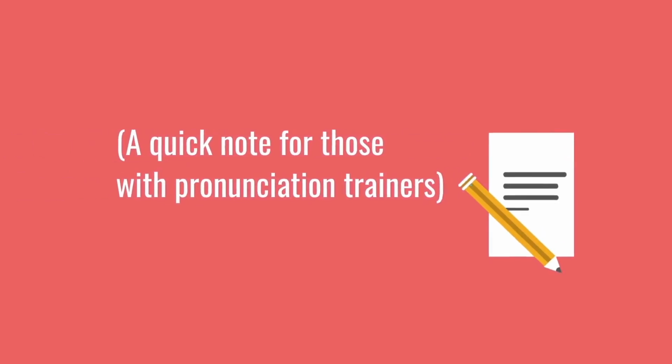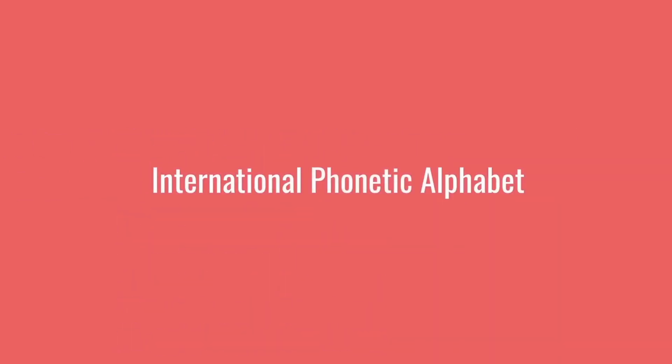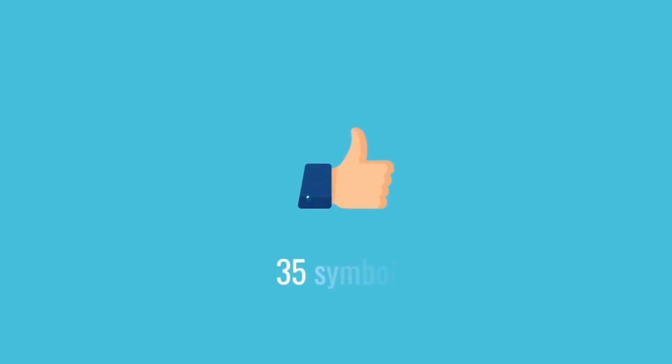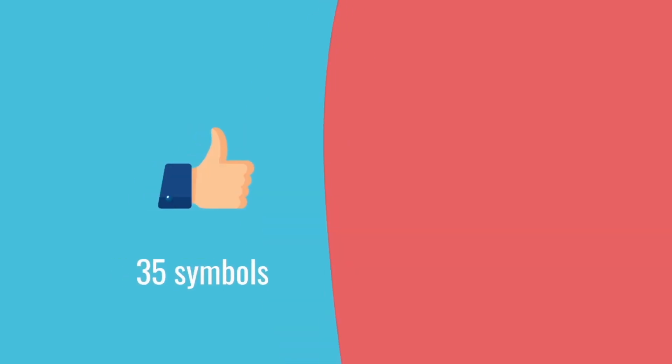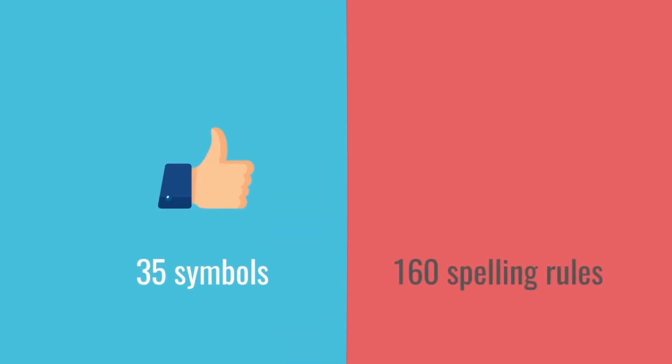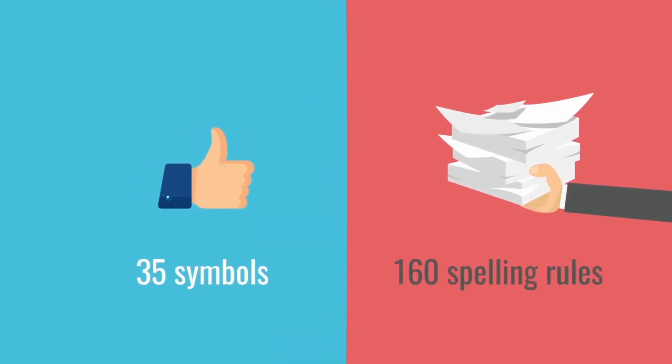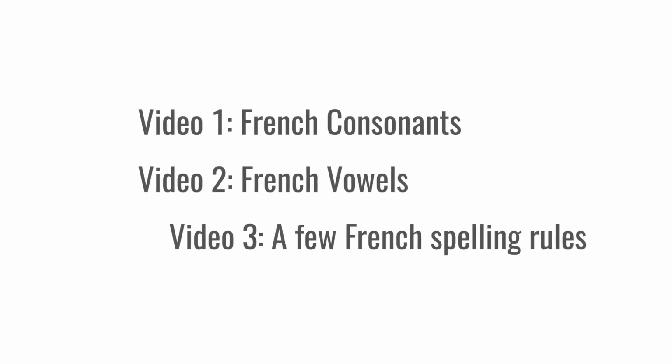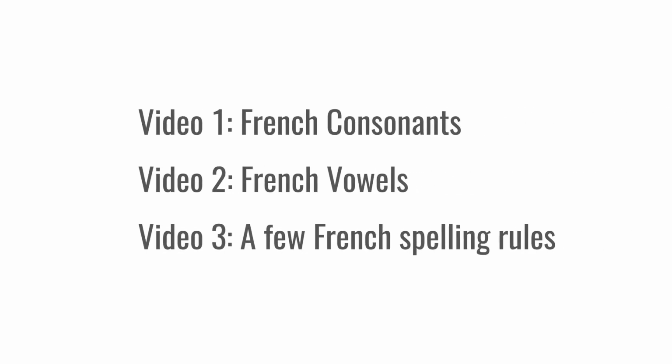I'll be going through French using the International Phonetic Alphabet, or IPA. This lets us simplify the discussion a lot, since I only need to talk about 35 symbols, many of which you know already, instead of trying to wade through French's 160 spelling rules. So, let's get started. We'll break this discussion up into 3 parts. The first will cover the French consonants, the second will cover the vowels, and the third will cover a few of French's spelling rules that need some extra explanation.